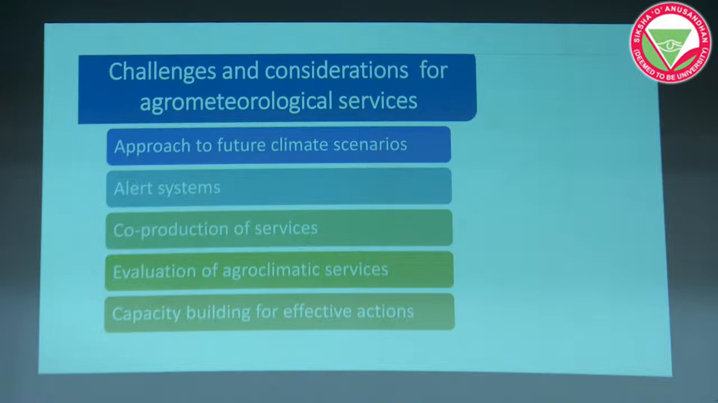Now, whatever we are doing, the challenges will be there in future, as well as the climate change scenario: approach to future climate scenarios, alert system, co-production of the service, evaluation of agroclimatic service, and capacity building. So a lot of capacity building is required now, whatever I have just mentioned.